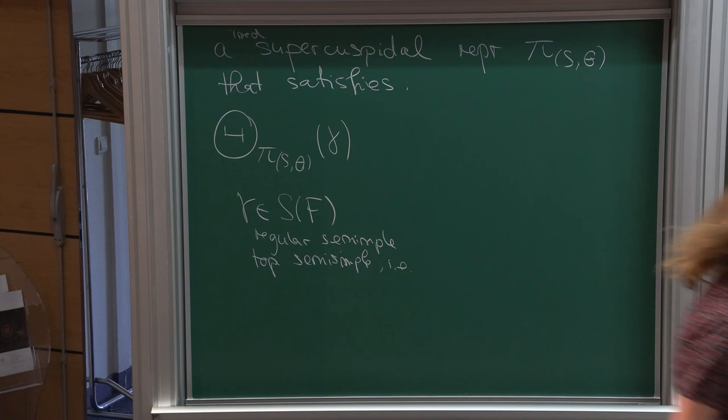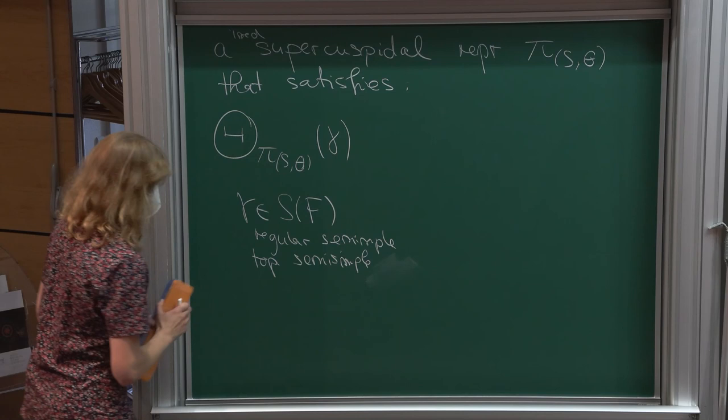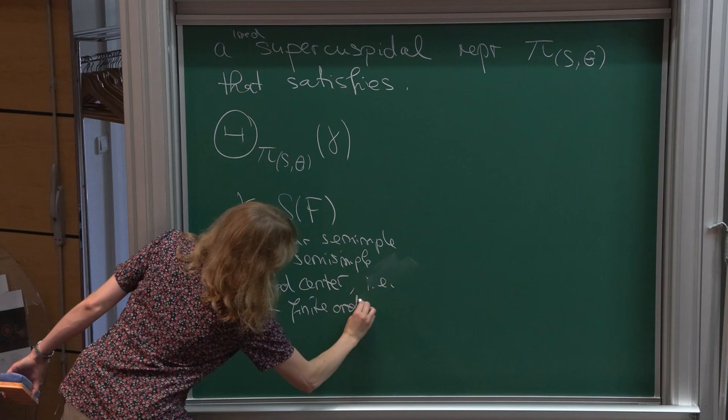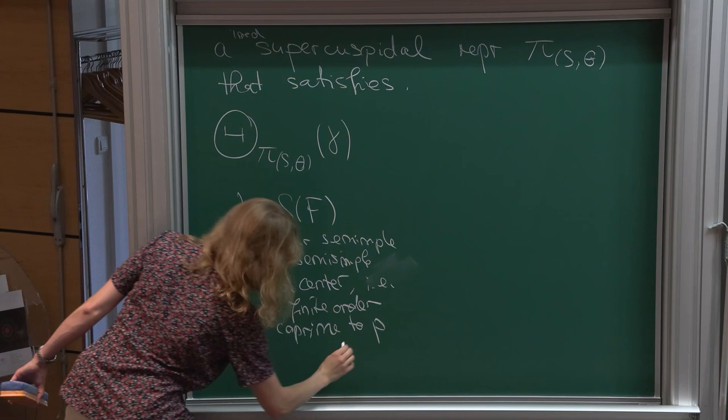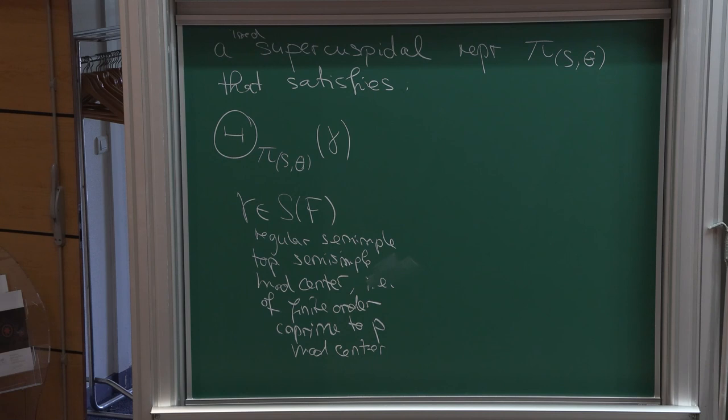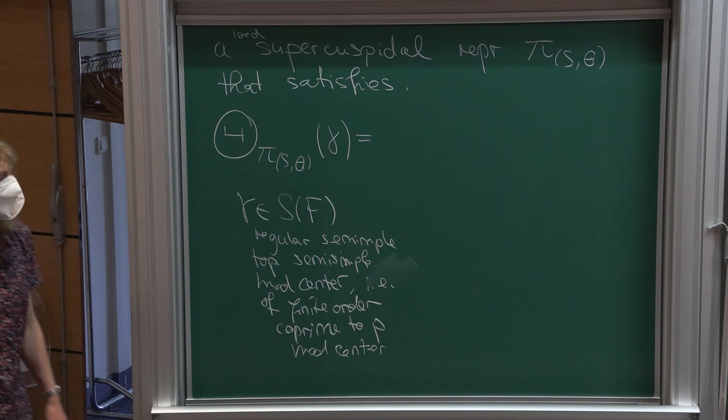One should add mod center as well. I was thinking to just ignore the center, but I decided to be kind and add it. Topologically semi-simple mod center, i.e., of finite order co-prime to p mod center. So that comes from the notion of a topological Jordan decomposition that I'll say a bit more next time. So for these nice elements of the torus, we have a character formula which looks as follows. There is, not an A, it's an E.